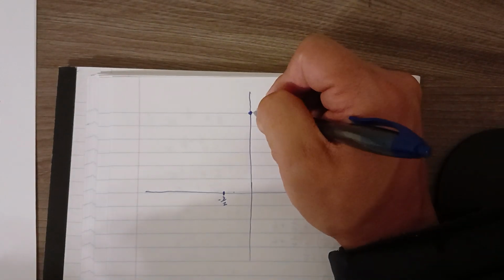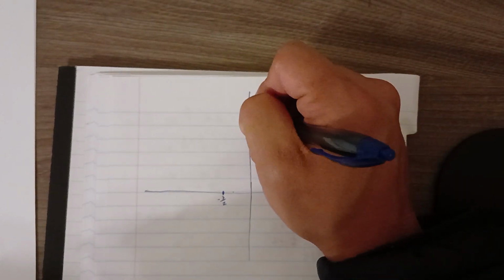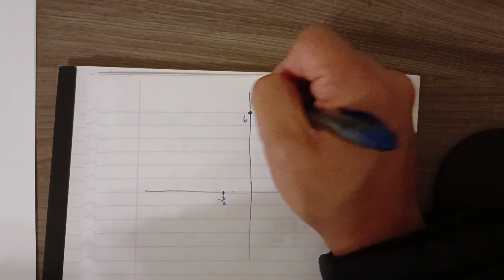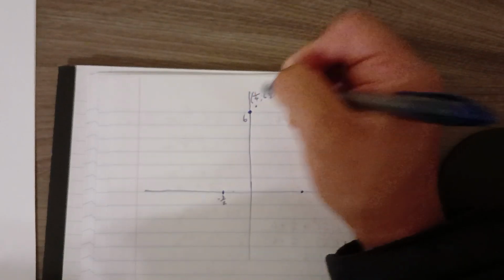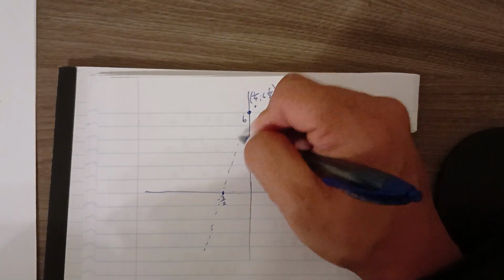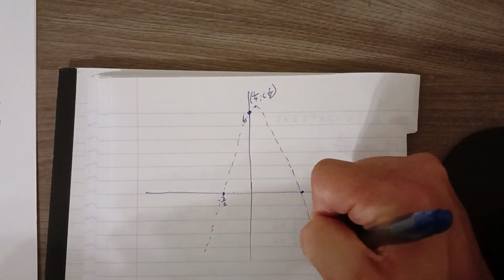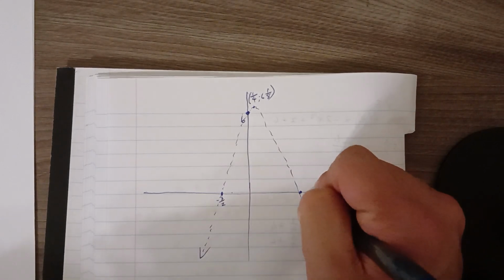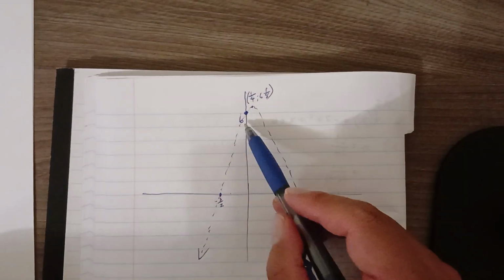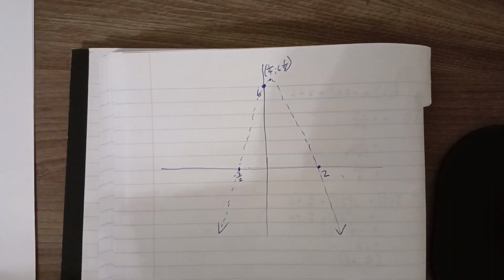And our turning point is at 1/4 and 6 1/8. Yes, let's indicate that that's at 6. This is 1/4 and 6 1/8. Okay, so my graph is going to look like such. I still need to add in 2 there. So you're going to get a mark for your turning point, your intercepts, and also the shape of the graph.